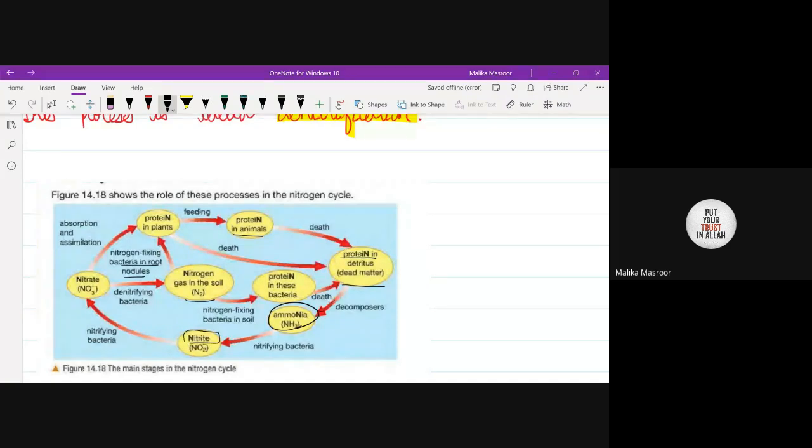Very important, please note that nitrite and nitrate are different. Nitrite is NO2 negative, nitrate is NO3 negative. Ammonia is converted to nitrate by nitrifying bacteria. The same nitrifying bacteria will work on it and convert it into nitrate. Now, this nitrate can either be absorbed into plants, or it can be converted by denitrifying bacteria into nitrogen gas. Similarly again, death, or they are fed upon, again they die, dead matter. The same thing is happening over and over again. Is this clear? The nitrogen cycle makes sense?